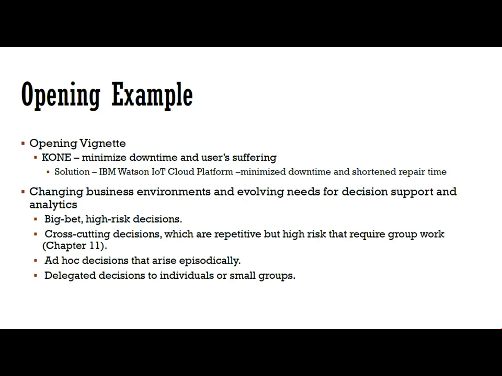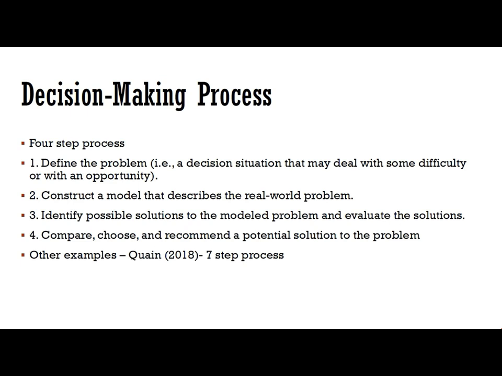So, an opening example: the company Cone wants to minimize downtime for user suffering, and their solution is IBM Watson Internet of Things Cloud Performance, to help minimize downtime. Changing business environments and evolving needs for decision support and analytics. Big bet, high-risk decisions, cross-cutting decisions, which are repetitive, ad hoc decisions, and delegating decisions. These are some of the ways that it's used.